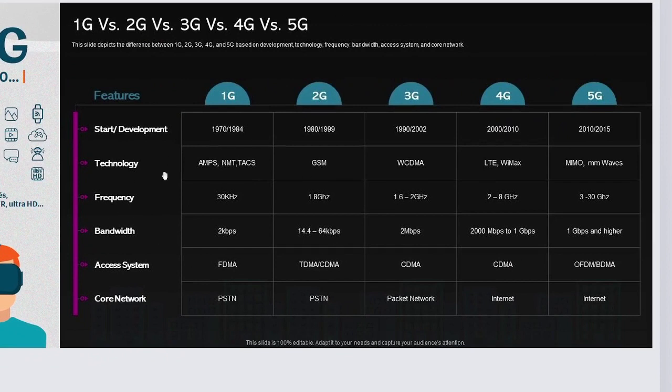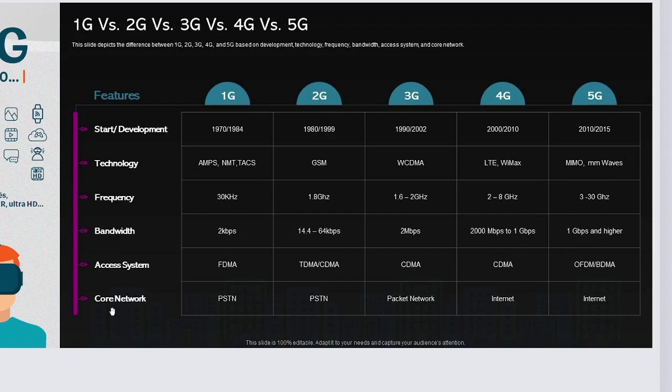This image also shows some key differences between 1G, 2G, 3G, 4G and 5G. One thing to note over here is access techniques: 1G uses FDMA, 2G uses TDMA or CDMA, and 3G in the entire world uses CDMA. TDMA was used by GSM, CDMA was used by US based 2G systems called IS-95, whereas 3G in every country is the same and uses CDMA. Same thing for 4G, and 5G uses OFDM or BDMA.